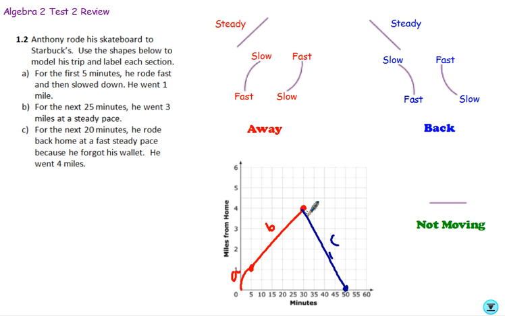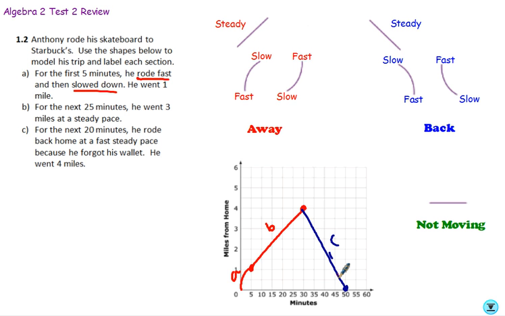you don't see that there. It says that he started off, what did it say he did? He rode fast. Right? So he rode fast and then slowed down. So that's why the first part of this is vertical, and then it begins to flatten out because he starts to slow down. The next part is at a steady pace, and then it says he went back home at a steady pace as well.